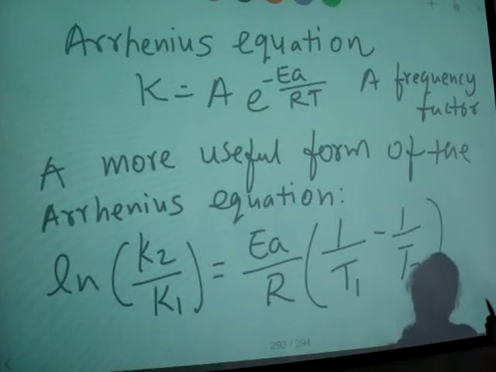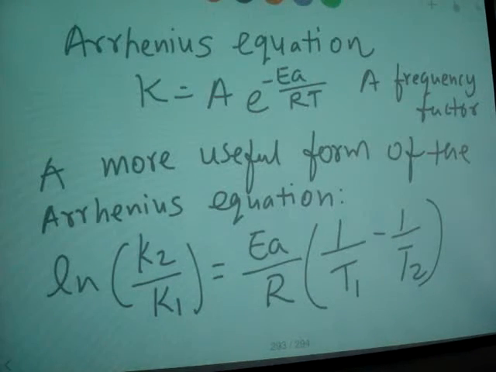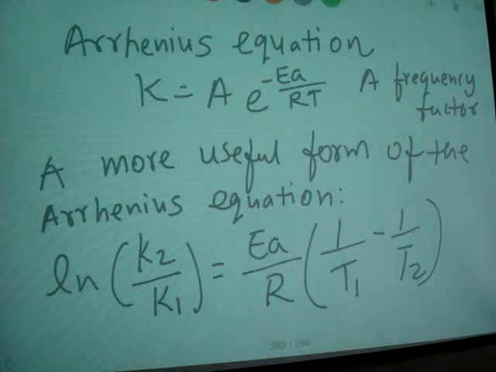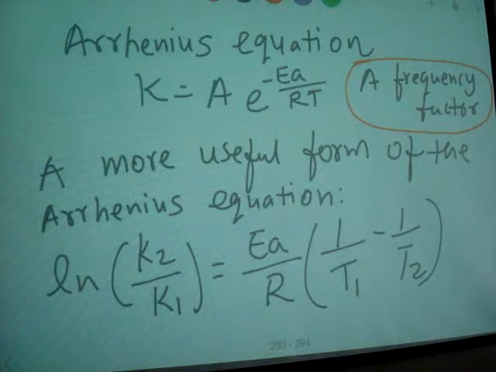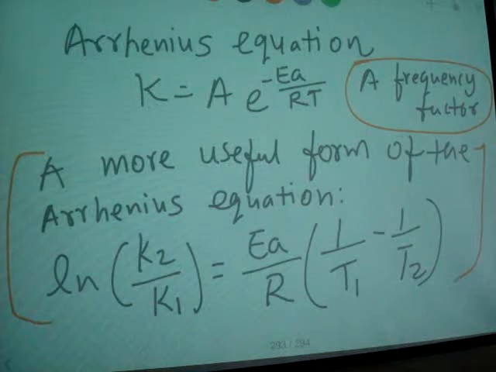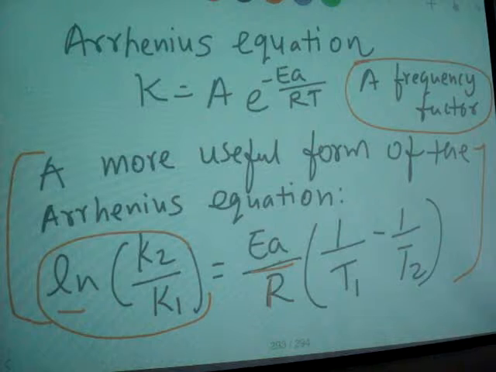Okay, so in this Arrhenius equation, the general equation is k equals A e raised to minus Ea divided by RT, where A is a frequency factor. The most useful form of the Arrhenius equation is ln(k2/k1) equals Ea divided by R, times (1/T1 minus 1/T2) for two temperatures. That means two temperature conditions are given and we need to find the activation energy. So this is the most useful equation.